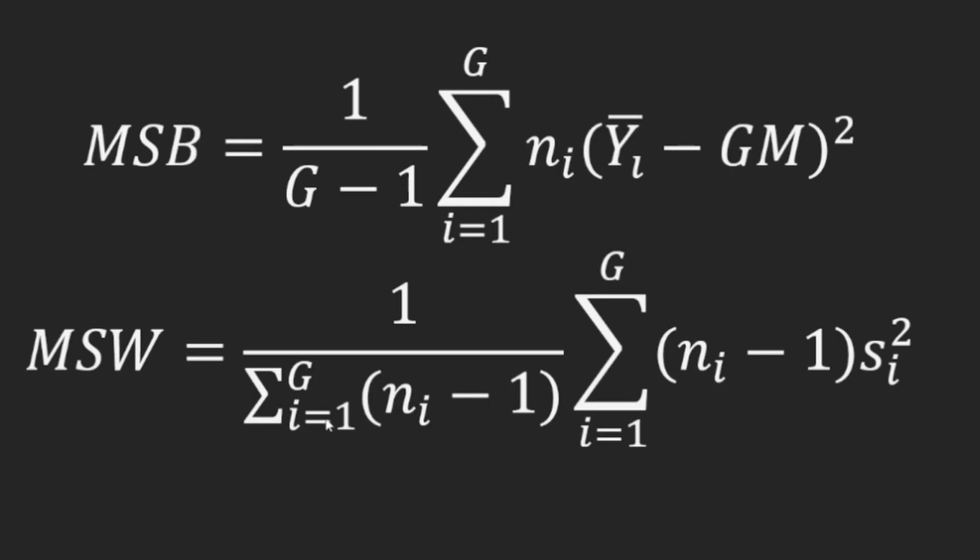Let's start with the first iteration. The first iteration says we take the sample size of the first group and we subtract 1. We then add it to the sample size of the second group, minus 1. We then add it to the sample size of the third group, minus 1. So we're going to end up subtracting 1 G times. This is the divisor.